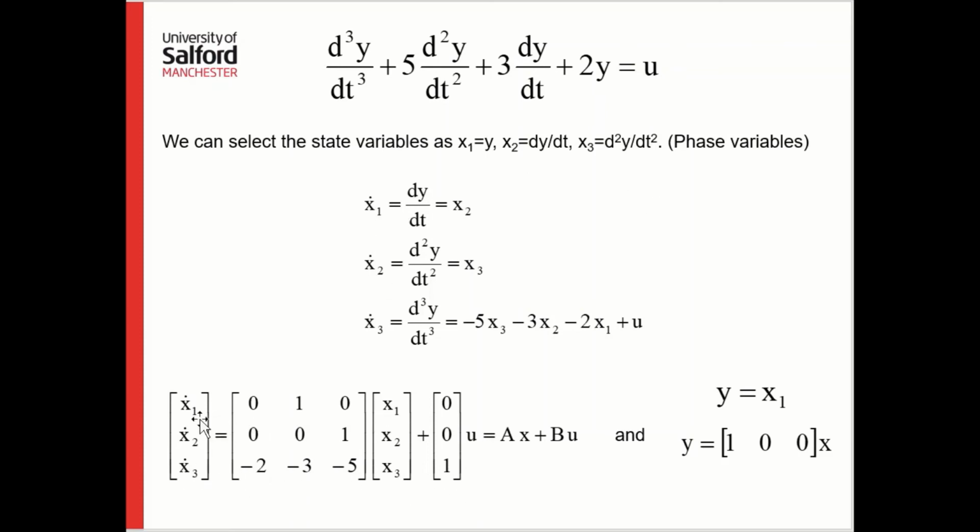We know that x1 dot is x2 and x2 dot is x3. So there are our state space equations, and we know that the output in this particular case is given by x1, because it's in companion form, so C is going to be 1, 0, 0. So we've now got our A, B and C here, because we made y equal to x1. That was the trick at the start, we just made y equal to x1.